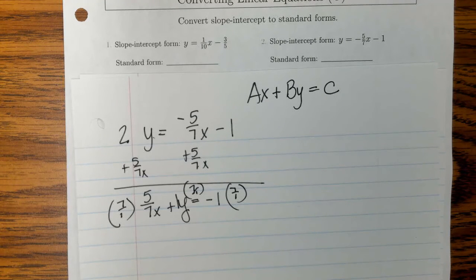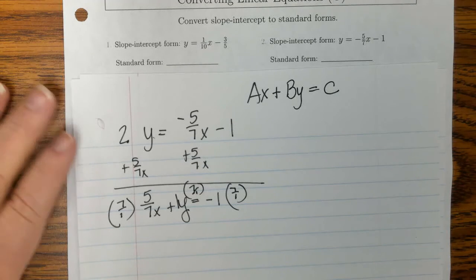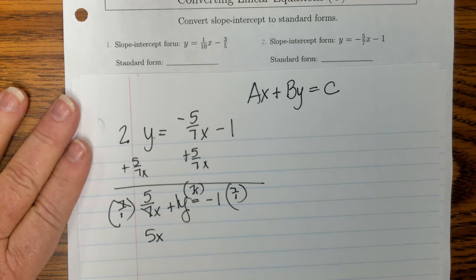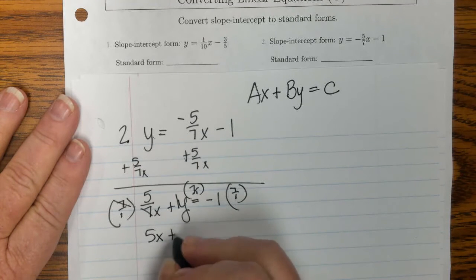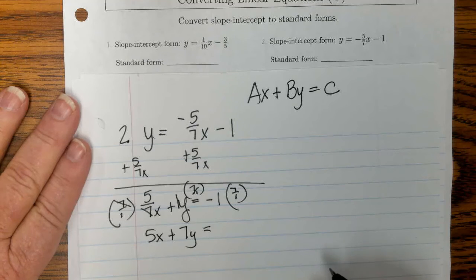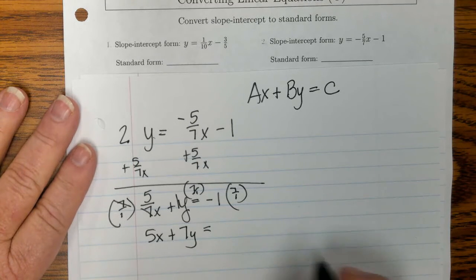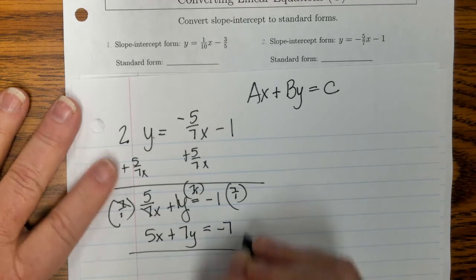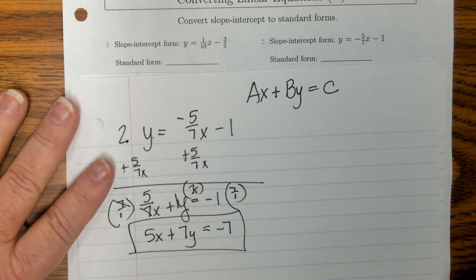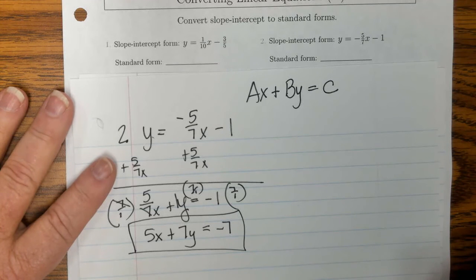If it was a negative 5/7, I'd be multiplying by a negative 7. So I'm going to cross off that, and I'm going to simplify before I multiply, end up with 5x. 7 times 1 plus 7y is equal to negative 1 times 7 is what? Negative 7. And I'm done. Okay? So when there's one fraction, you just multiply by the denominator over 1.